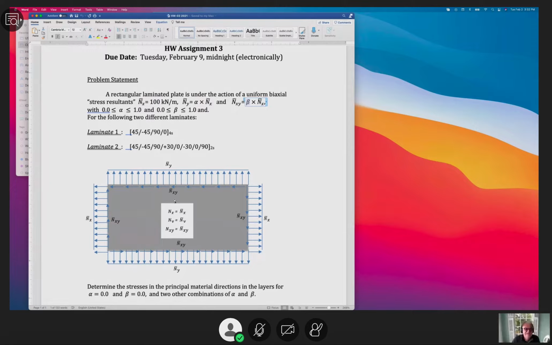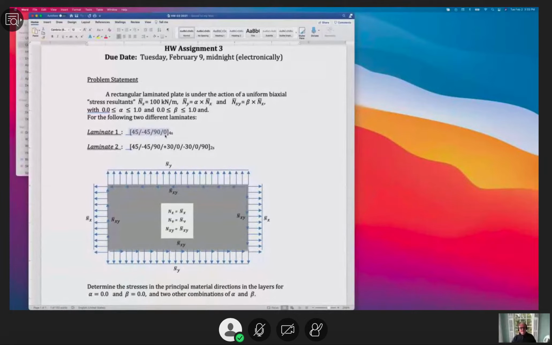We're going to perform this analysis, which is basically we're going to say Nx is equal to Nx bar, for two different laminates. The first one is what we call a quasi-isotropic laminate. It has equal amounts of 0s, 90s, and plus/minus 45s, and is represented as 45 / -45 / 90 / 0.